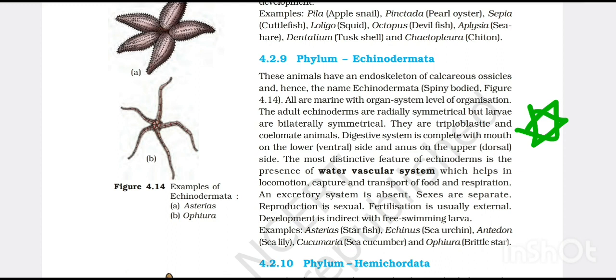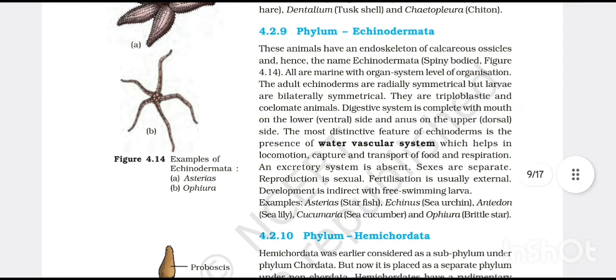Two openings are present. The most distinctive feature of echinoderms is the presence of a water vascular system, which helps in locomotion, capture and transport of food as well as respiration. The excretory system is totally absent. Sexes are separate, that means they are dioecious. Reproduction is sexual, fertilization is external, development is indirect with free swimming larvae. Examples: Asterias, Echinus, Antedon, then Cucumaria and Ophiura. So these are the examples of Echinodermata.